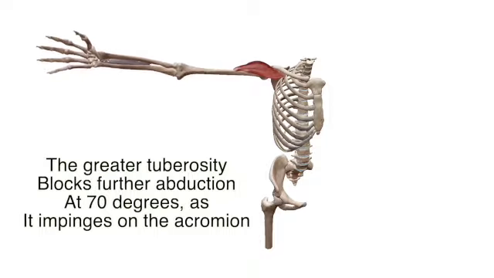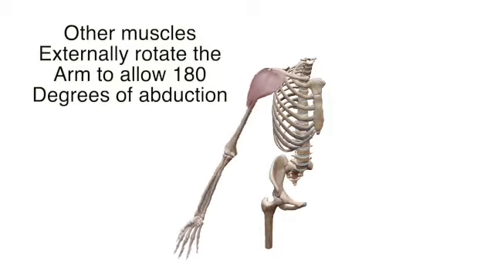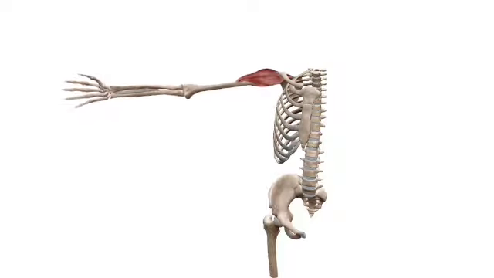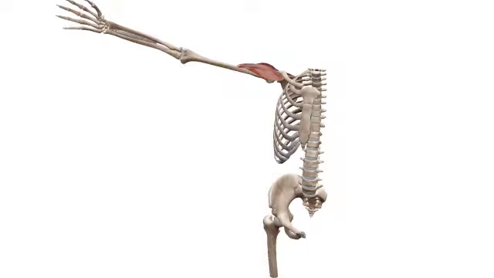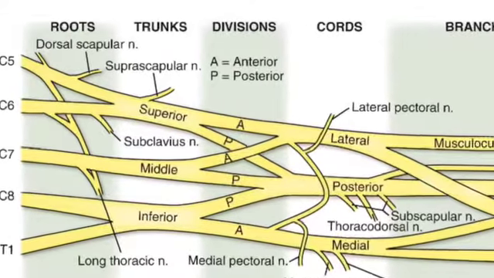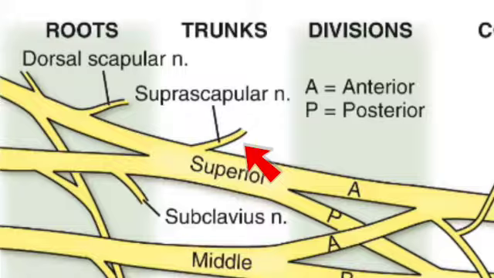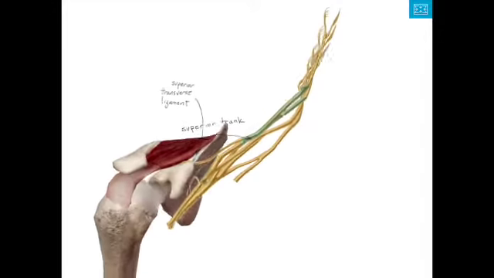To avoid this bony block, other muscles externally rotate the humerus to allow the arm 180 degrees of abduction. The supraspinatus is innervated by the suprascapular nerve, C4 to C6. The suprascapular nerve arises from the superior trunk. Sometimes it can arise from C5 with some fibers from C4.